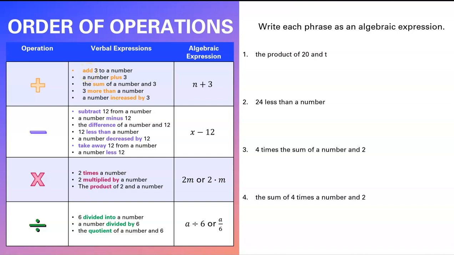So when we are talking about addition, we can use words such as add, plus, sum, more than, or increased by to signify the fact that there is addition going on. These are not the only verbal expressions that translate to an addition expression in math symbols, but they are some of the more common ones.